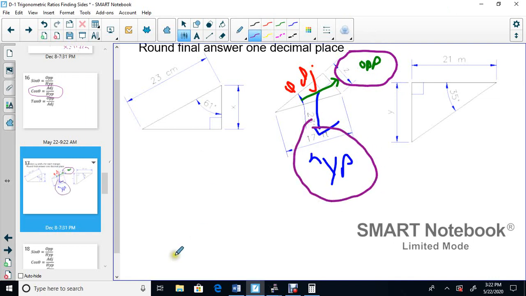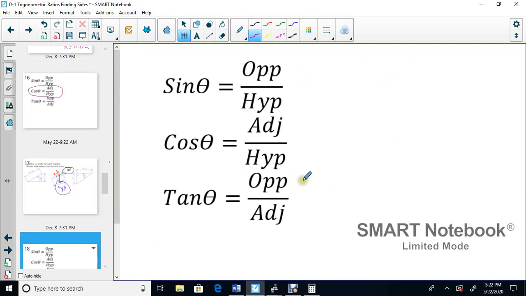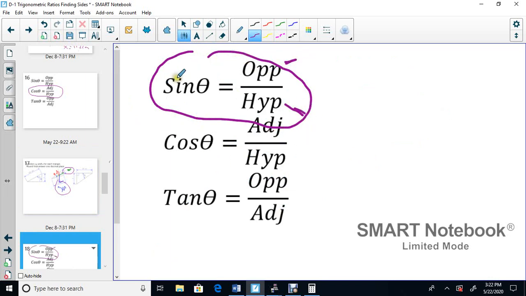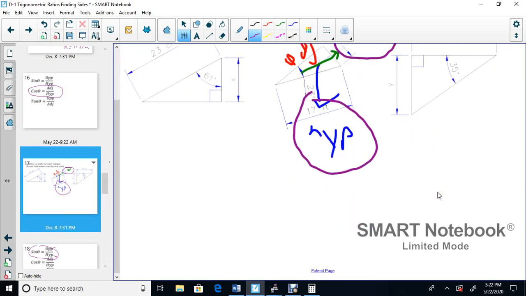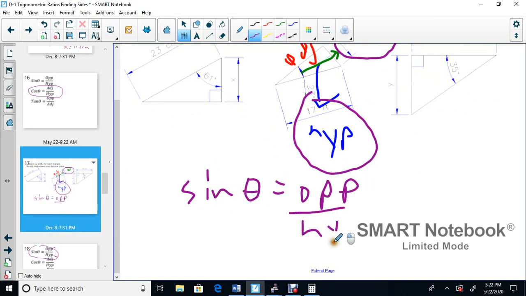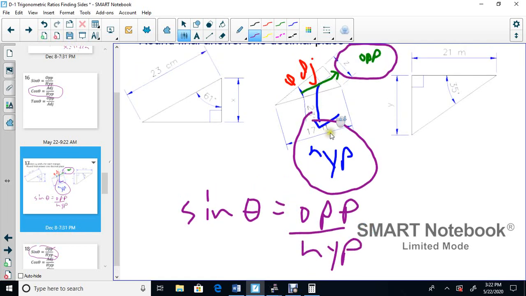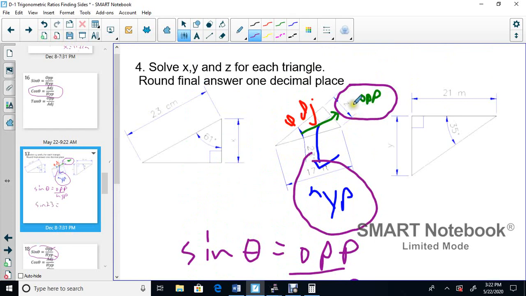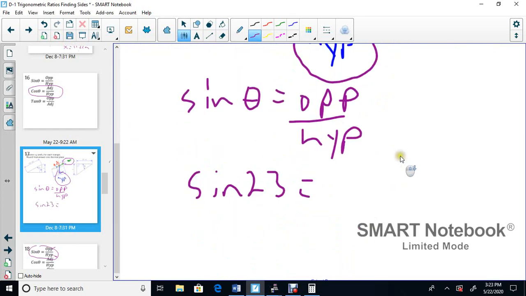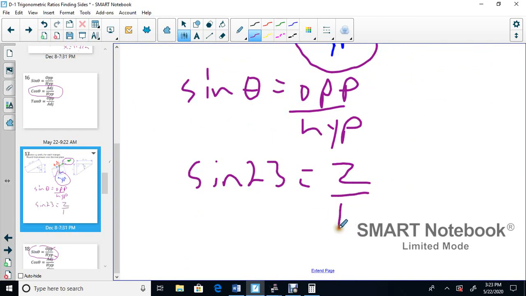I have opposite and hypotenuse. I go to my three ratios here. Opposite, hypotenuse. Oh, the first one. The first one has the opposite and it has the hypotenuse. None of the other ones do, so I have to use sine. So over here I write sine of theta is opposite over hypotenuse. Now my angle is here, it's 23. So sine of 23, opposite. The opposite side is Z. We don't know what it is. Z over 17 feet. So we put Z over 17.